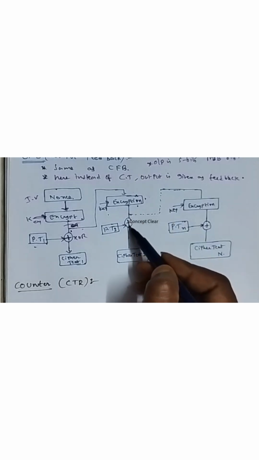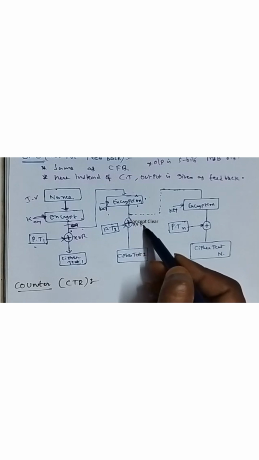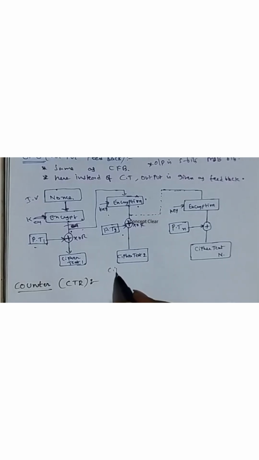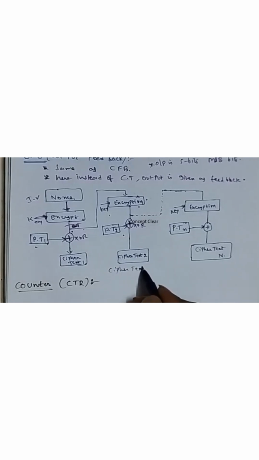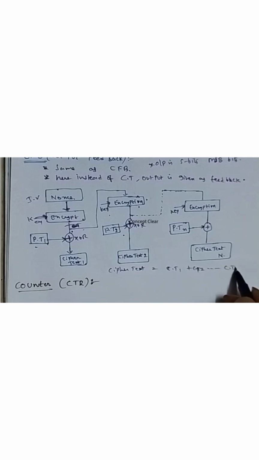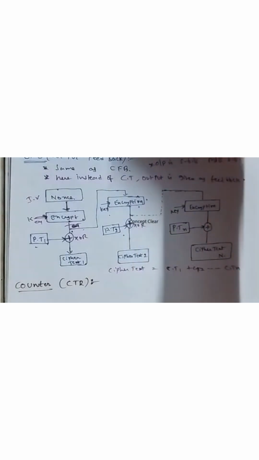The same data we XOR with plain text 2, and we get ciphertext 2. Again this procedure continues up to the end of the last block. In each round we get ciphertext 1, ciphertext 2, up to ciphertext n. The final ciphertext equals ciphertext 1, ciphertext 2, up to ciphertext n. Okay, clear? This is about output feedback.